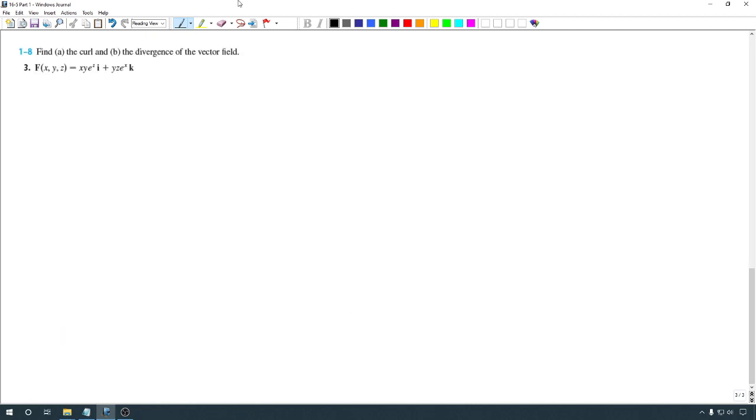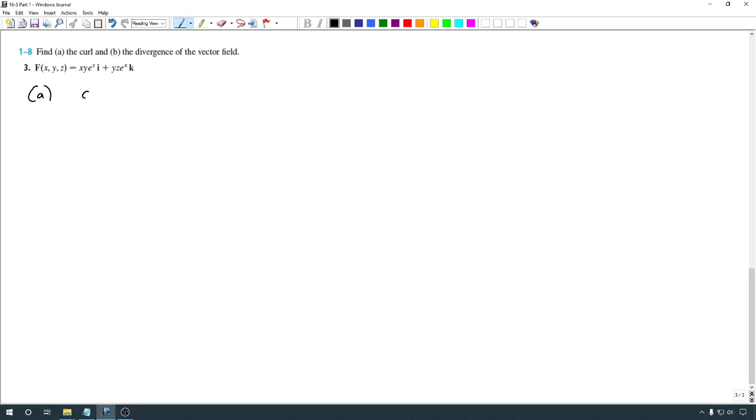So let's go ahead and take the curl of a vector field. So problem 3 here, they actually have two parts to this problem. They want us to find the curl and the divergence. We are not talking about the divergence quite yet. We'll talk about that maybe in another video. I'm not sure when I'm going to actually cut this one, but we'll come back to this problem after we've defined the divergence, and for now we're just going to do part A.